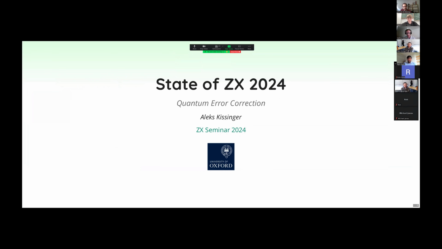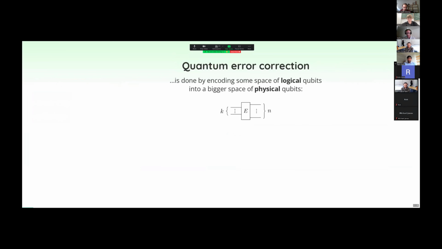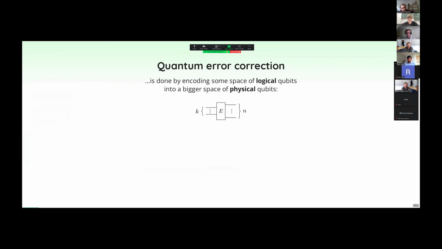Okay, so I'm going to talk about quantum error correction and specifically things people have done in ZX to look at QEC. So just so we're on the same page, what is quantum error correction? The idea is you encode some space of logical qubits into a bigger space of physical qubits. Normally we think about K logical qubits embedding, possibly by some isometry, E, that exists maybe only in our minds, into a bigger space of N qubits.